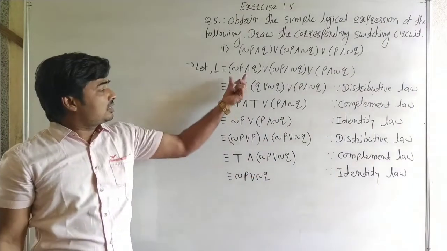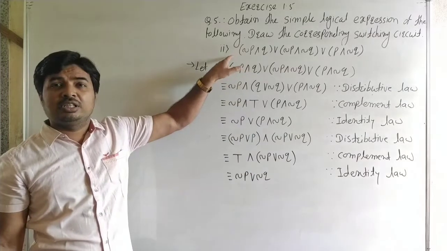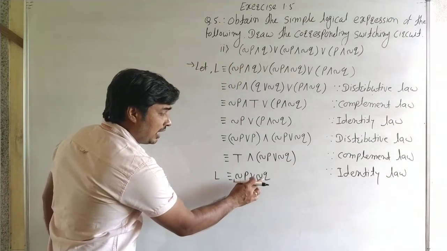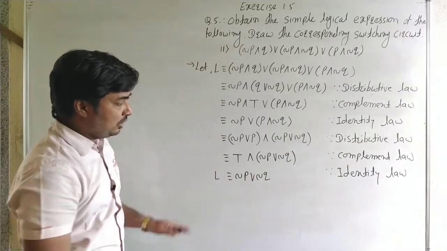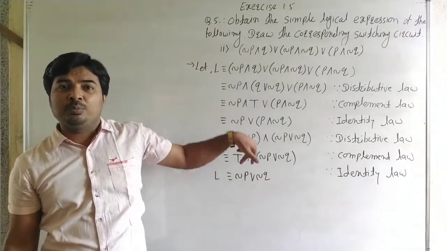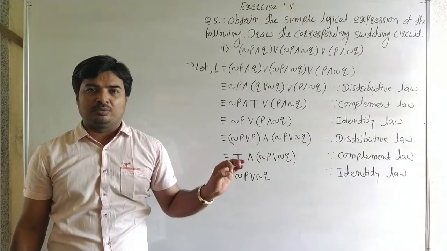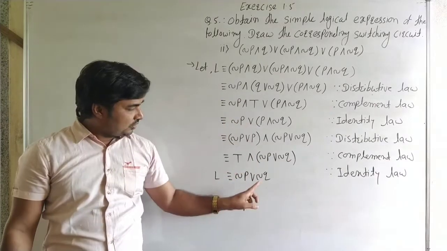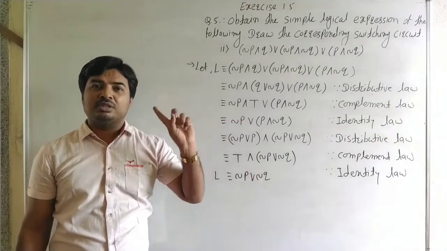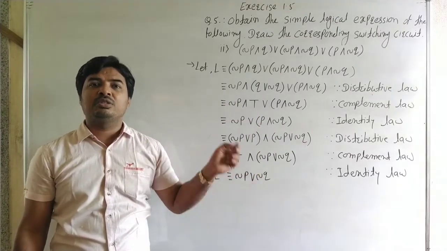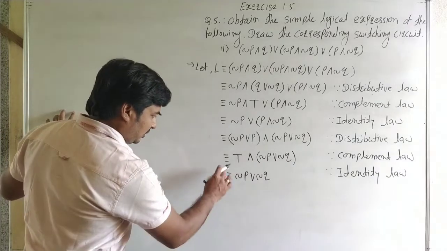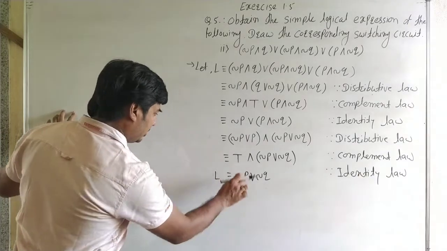Okay. It is the simple statement for this given statement. It is L. Now it is negation P or negation Q. Negation P, P is a switch S1, so negation P is the switch S1 dash. Negation Q, Q is a switch S2, so negation Q is S2 dash. Therefore the simple circuit for this statement we can write here.